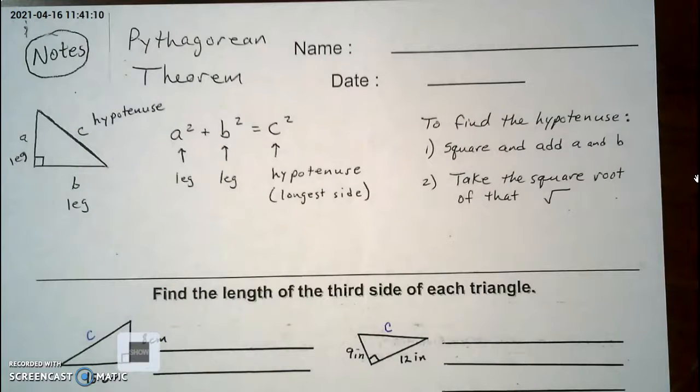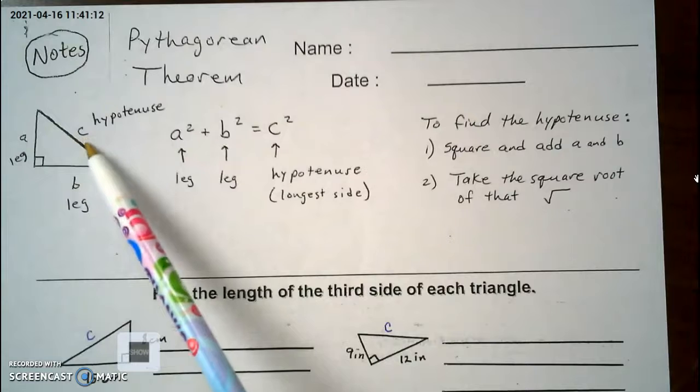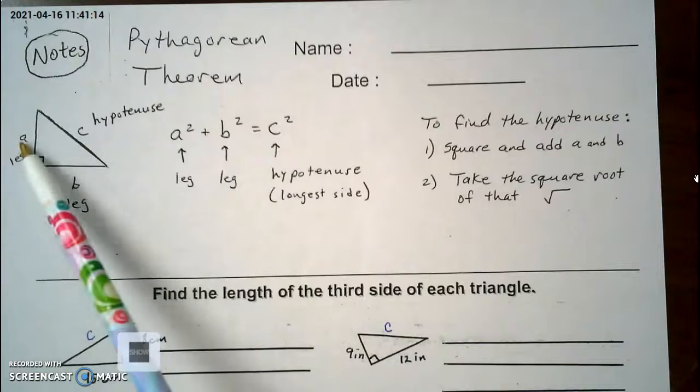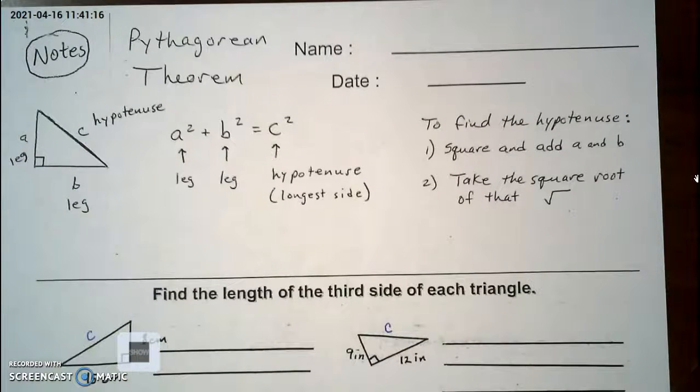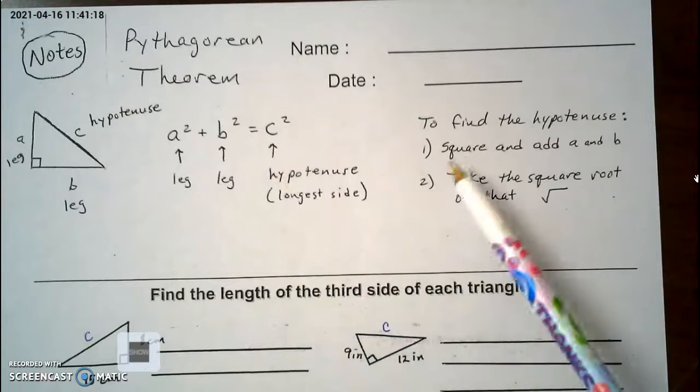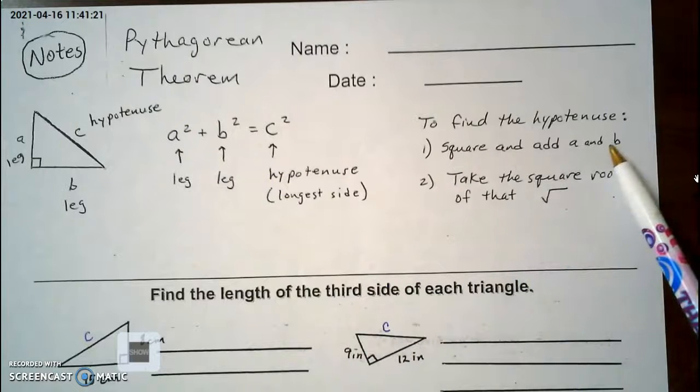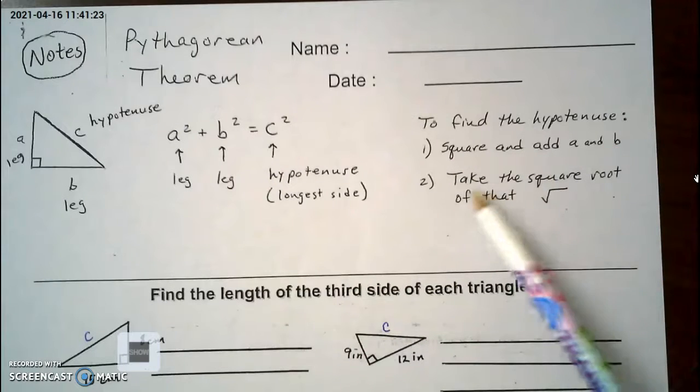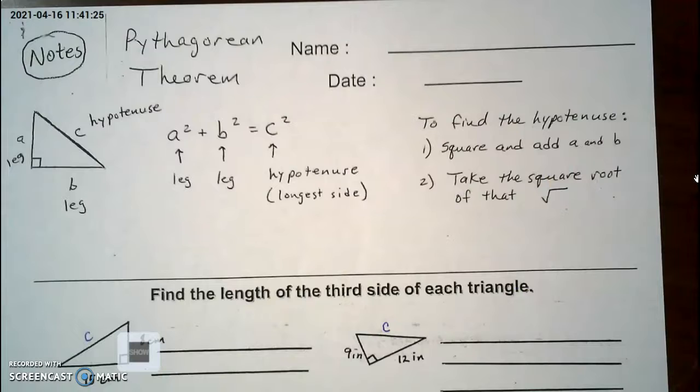Okay, so in order to find the hypotenuse, that's what we practice today. In the next lesson, we'll practice finding a missing leg. It's slightly different. So for now, you'll square and add A and B. I'll show you what that means. We do an example. Then you'll just take the square root of that. Okay, so here we go.